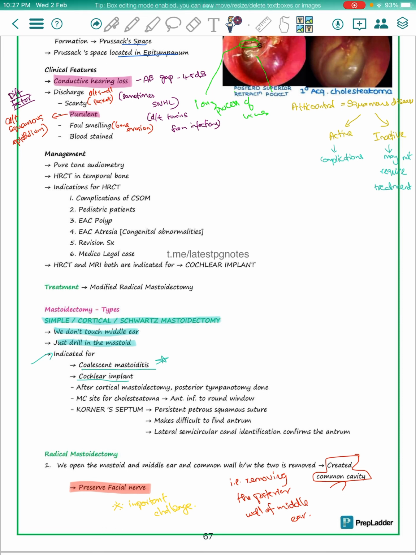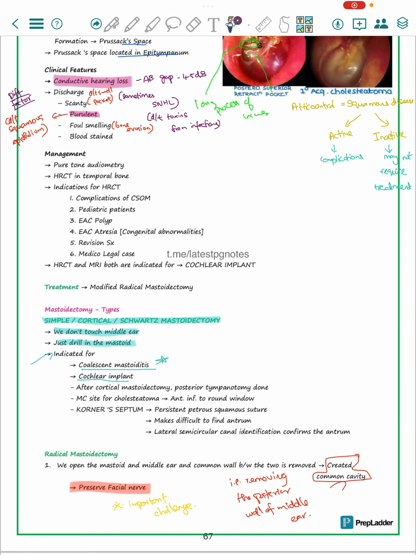Mastoidectomy. The types of mastoidectomy include, first, the simple or cortical mastoidectomy, or Schwartz mastoidectomy. Here we don't touch the middle ear; we first locate the mastoid process and drill out the mastoid content, the infected part. In some conditions there will be a Korner's septum. In these cases we cannot go into the mastoid unless we remove the Korner's septum, but normally that will not be present. We fully drill the mastoid and we don't touch the middle ear or external ear, just drill into the mastoid.